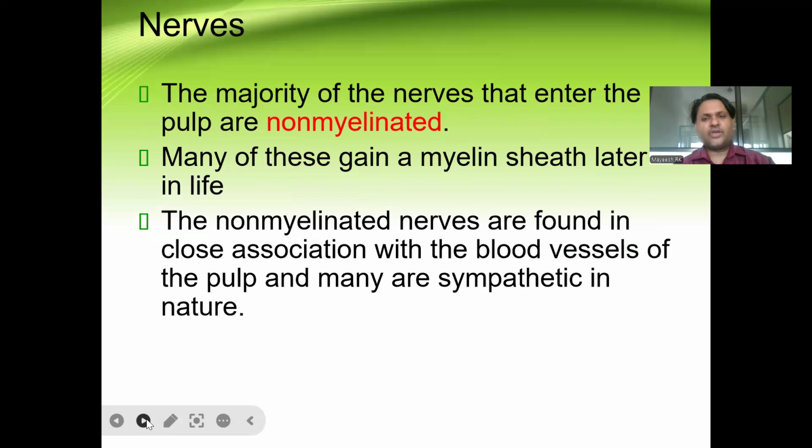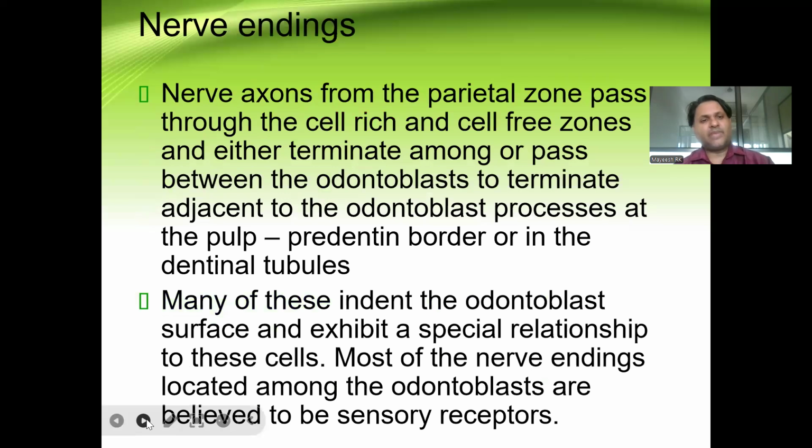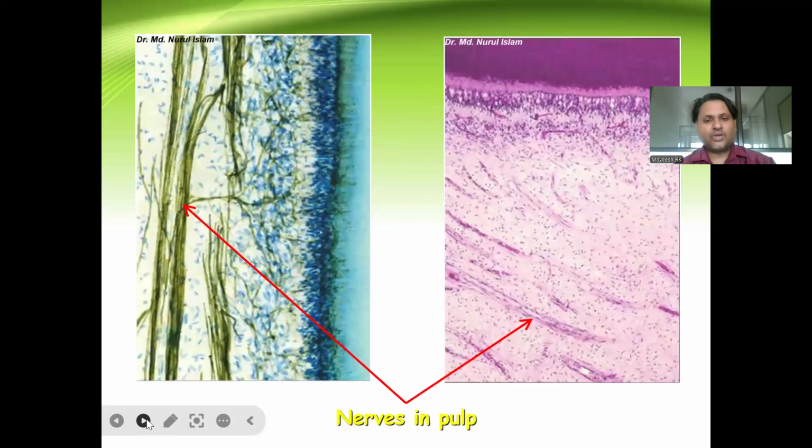The nerves: the majority of the nerves that enter the pulp are non-myelinated. Many of these gain a myelin sheath later in life. The non-myelinated nerves are found in close association with the blood vessels of the pulp, and many are sympathetic in nature. So you have the nerve endings, basically the nerve axons, which pass from the parietal zone. They pass through cell-rich and cell-free zones. They terminate at the adjacent odontoblastic process of the pulp. You just need to know that most of the nerve endings located along the odontoblasts are believed to be sensory receptors. So you can appreciate the nerves that are there in the pulp.